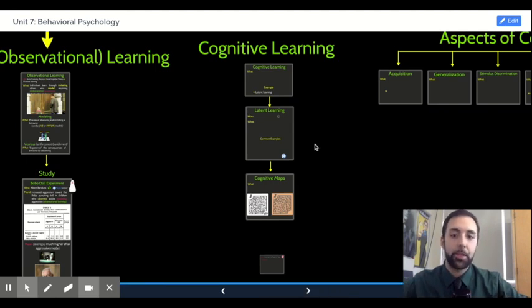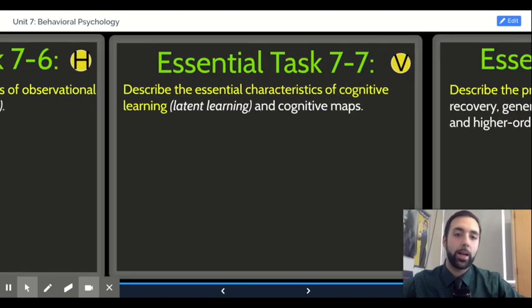So the essential task is the 3 boxes that you see here, which is why I recommend vertical. You can pause the video here before we progress into those 3 boxes.